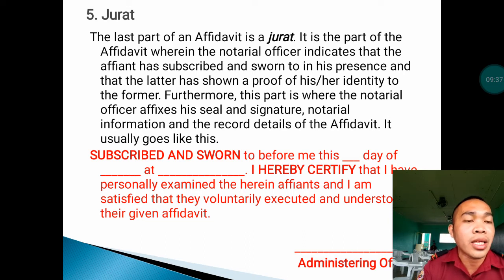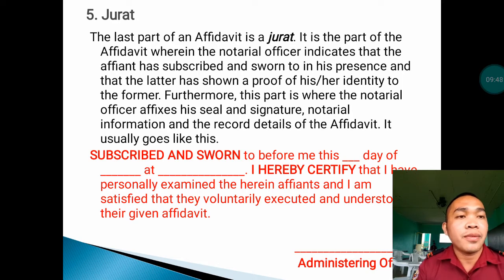The last is administering officer. So unang ang tawag sa administering officer mao ang jurat, that is siya ang mo-sign kung siya ang mag-prescribe or mag-subscribe sa affidavit.